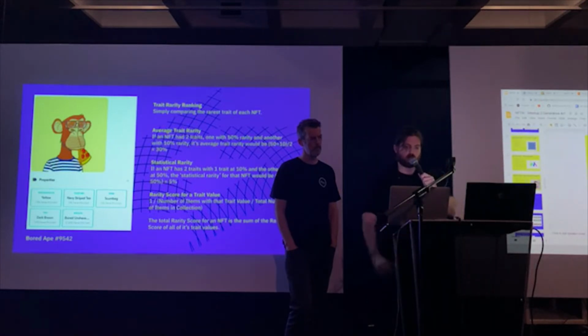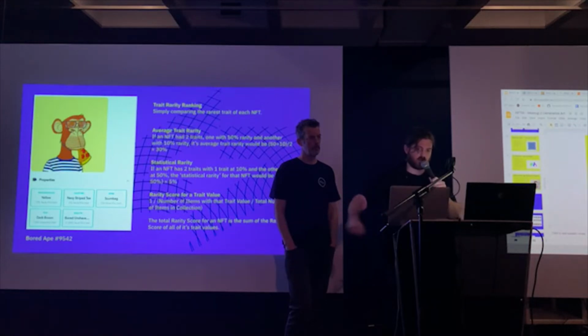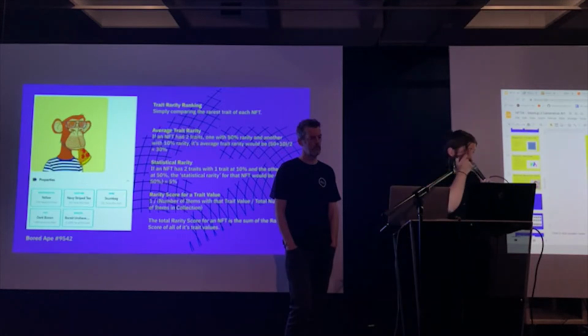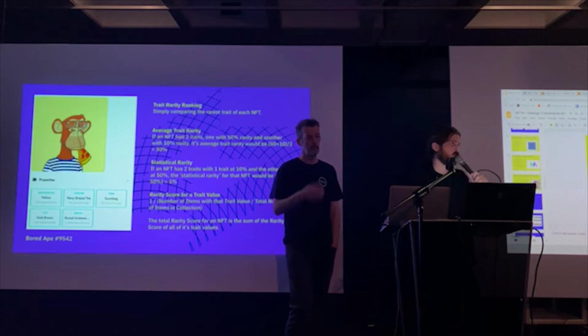I think we're getting a bit too far behind to go into the details, but it's just simple stats. It's like trade rarity ranking, which is the rarest of all trades. There's average trade rarity, statistical rarity, and then just calculating the rarity score. So this is all at the moment just based on metadata, completely statistical, because everyone has been following this formula since day one, and we're all doing it.